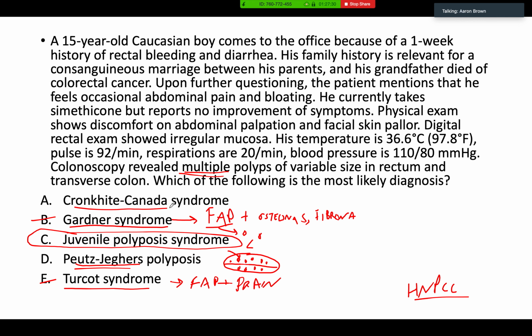Cronkhite-Canada syndrome. This is not Step 1 material. This is not even Step 2 material. This is a super, super rare disease where you get colon polyps, but you also get things like alopecia. But I'm not even going to fill your head with that nonsense because it's not something that you need to know for testing right now. If you go into becoming a gastroenterologist one day, you can learn it then.